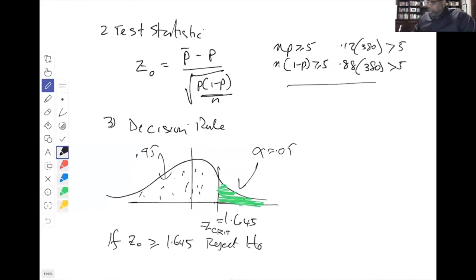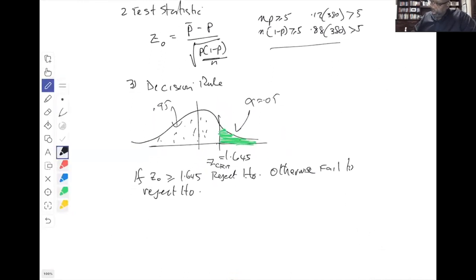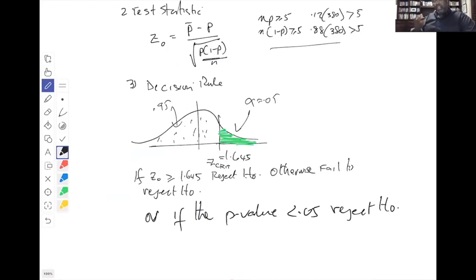Otherwise, fail to reject H0. So that is the decision rule. Or if we wanted to use the p-value approach, all we need to say is that if the p-value is less than alpha, or if the p-value is less than 5%, reject the null hypothesis. Otherwise, fail to reject the null hypothesis. So that's step three. Once you get those first three steps, then the other two just follow, all right?